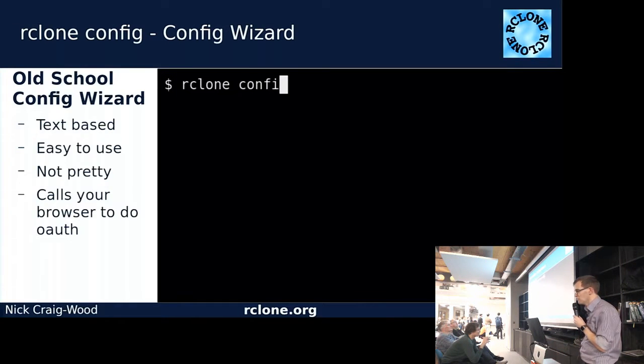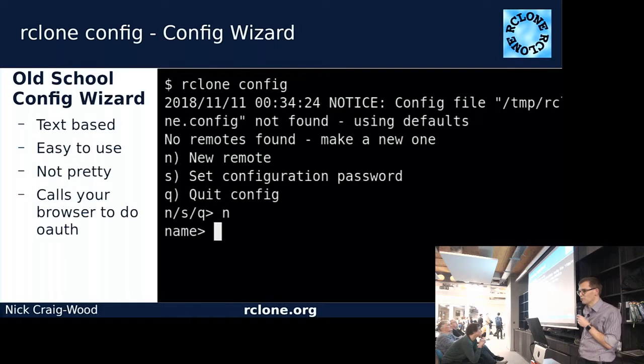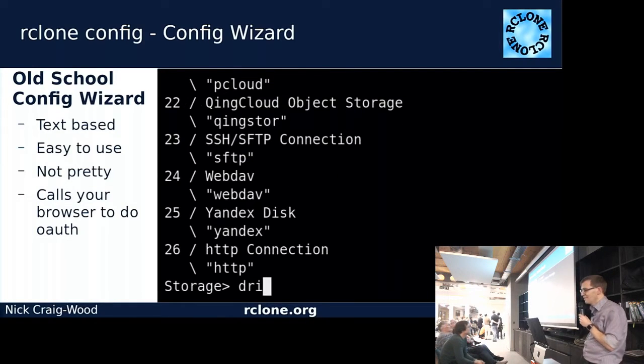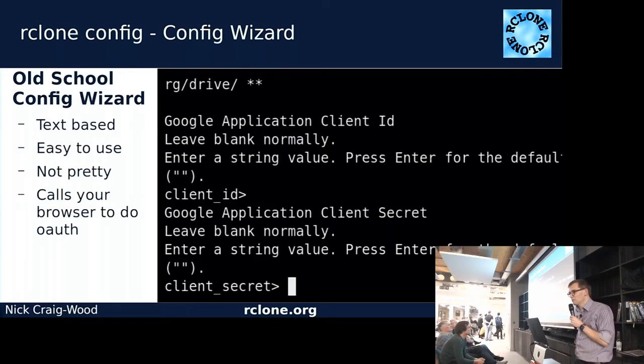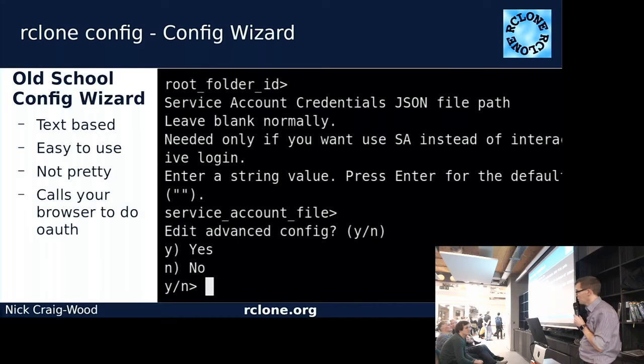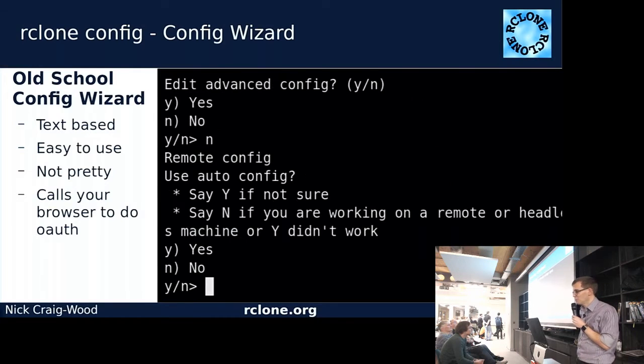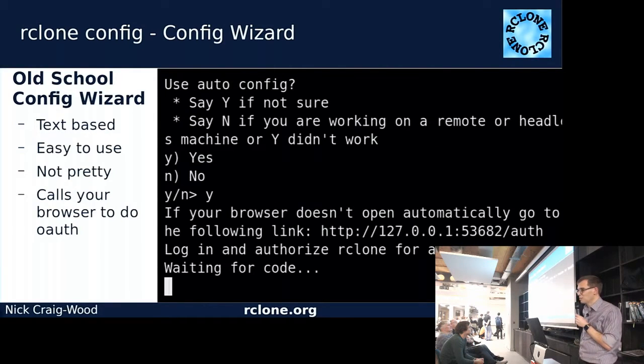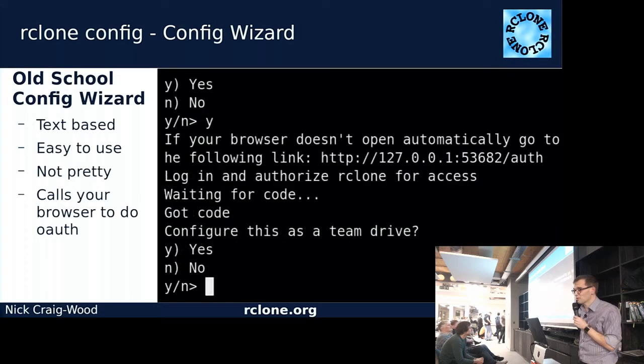The first command you run after installing Rclone is Rclone config. This starts up the old school config wizard. I think I first saw this style of config wizard in Perl when configuring CPAN. It isn't the prettiest in the world, but it gets the job done. When it needs to do OAuth, it opens up your browser for you and redirects back to a local web server to receive the results. That's what it's doing at the moment.